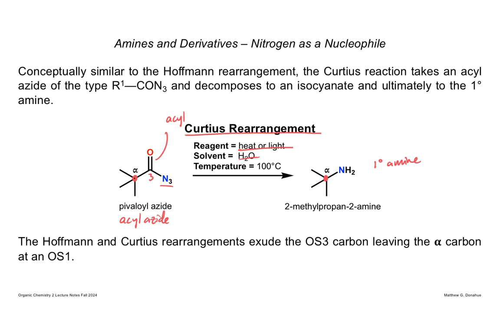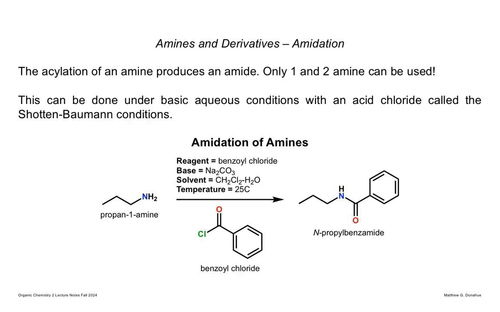And so what happens in the Hofmann and Curtius rearrangements is they're both cleaving out or extruding that carbonyl group, which is lost basically as a gas, and you form the nitrogen bond to the alpha carbon. So in these cases, you're ending up with a primary amine.